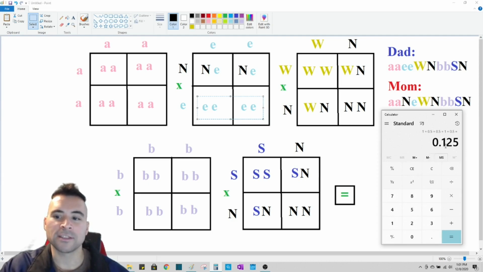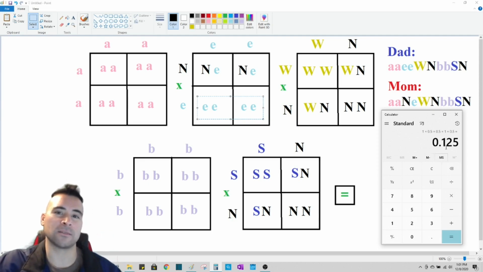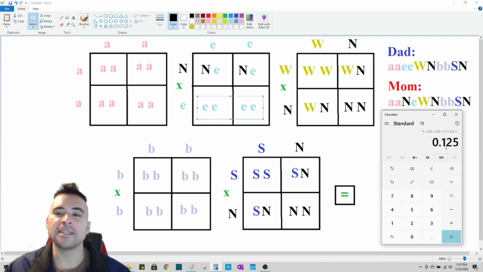We get 0.12, which is actually 12%. 0.12 multiplied by 100. That's how you reverse that decimal, change the decimal into a percentage, and you have 12%. So what does that mean? That means that 12% of the babies will be calculated according to the odds that we chose.